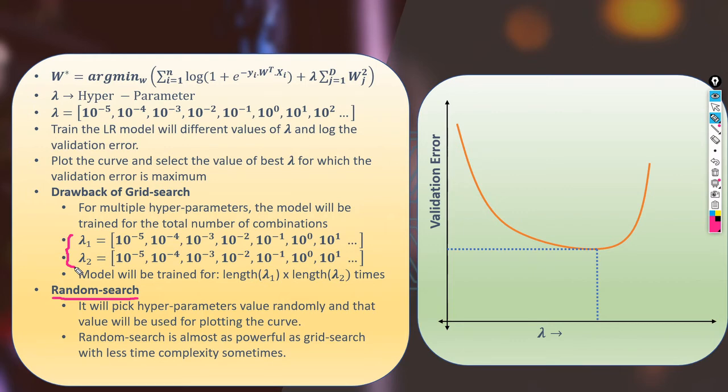Say out of 100 by 100, it is taking, say, 1000 values, and training your logistic regression model 1000 times. Then you will log the validation error, then you will plot the validation error, and you will get the combination of lambda 1 and lambda 2. Now you might think, how are you sure that random search is getting the perfect combination of lambda 1 and lambda 2?